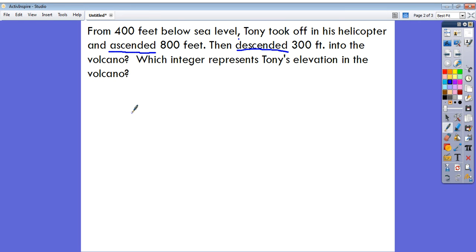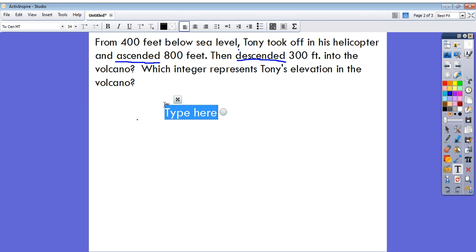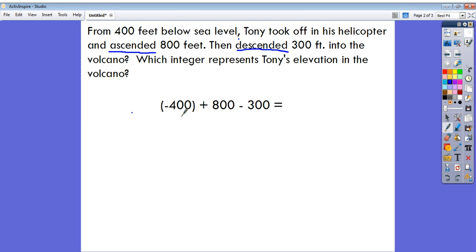So sea level is represented by 0. So if you're 400 feet below sea level, then that actually means that you're starting at negative 400 feet. Then he ascended, which means went up 800 feet, so that's a positive 800. Then it says he descended, went down another 300 feet. If we're going down, then we're going to subtract 300, so minus 300. Let's take a look and see what his final elevation is.